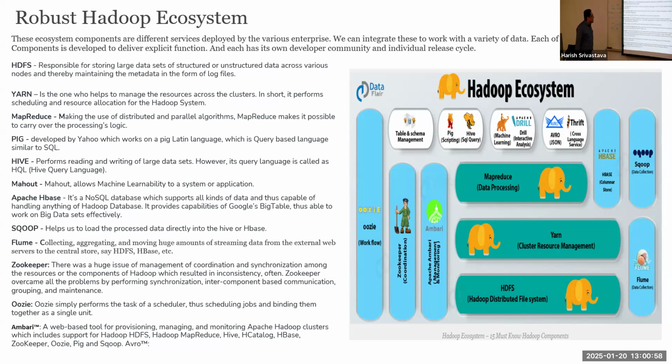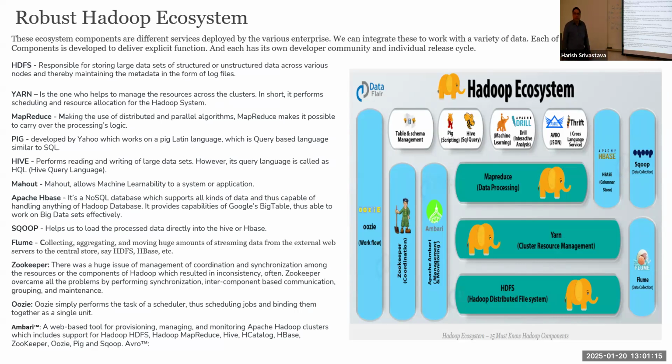Flume is for collecting, aggregating and moving huge amounts of streaming data from the external web server to the central store, say HDFS or HBase files. Again, these are products. You can think about products getting integrated into the Hadoop core system.